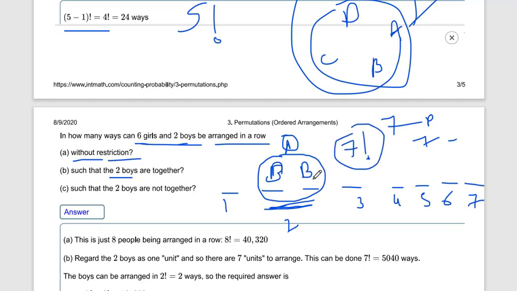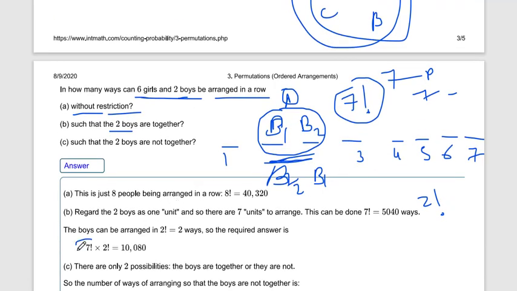Now one more point here: B1 and B2 can also change their position. Both will remain together but can change position, like B2 and B1. So how many ways can this be done? 2 factorial. 2 people and 2 spaces are available, so 2 factorial. So our final answer will be 7 factorial into 2 factorial. Okay, you get the idea. So how do we calculate these types of examples?